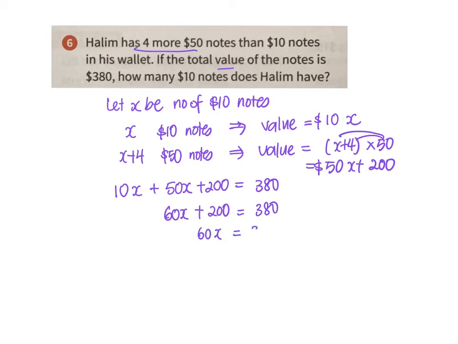60x will be equal to 380. Now 200 needs to migrate over, so it will be minus 200. So 60x will be 380 minus 200. 60x is 180. Now what will x be? 60 units of x will be 180, so 1 unit will be x divided by 60 to give you the number 3. How many notes does Halim have?